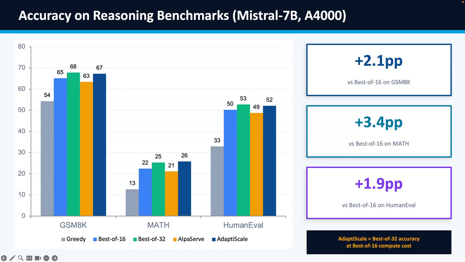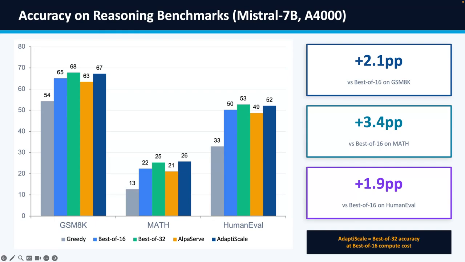65.1% by running 16 candidates and selecting the best static best. ReDo pushes to 67.8%. AlphaSee, a strong statistical multiplexing baseline from OSDI 2023, achieved 63.4%. Adaptive Scale gets 67.2%, just 0.6 percentage points below the best of 32, but at dramatically lower cost, and that's 2.1 percentage points better than best of 16.